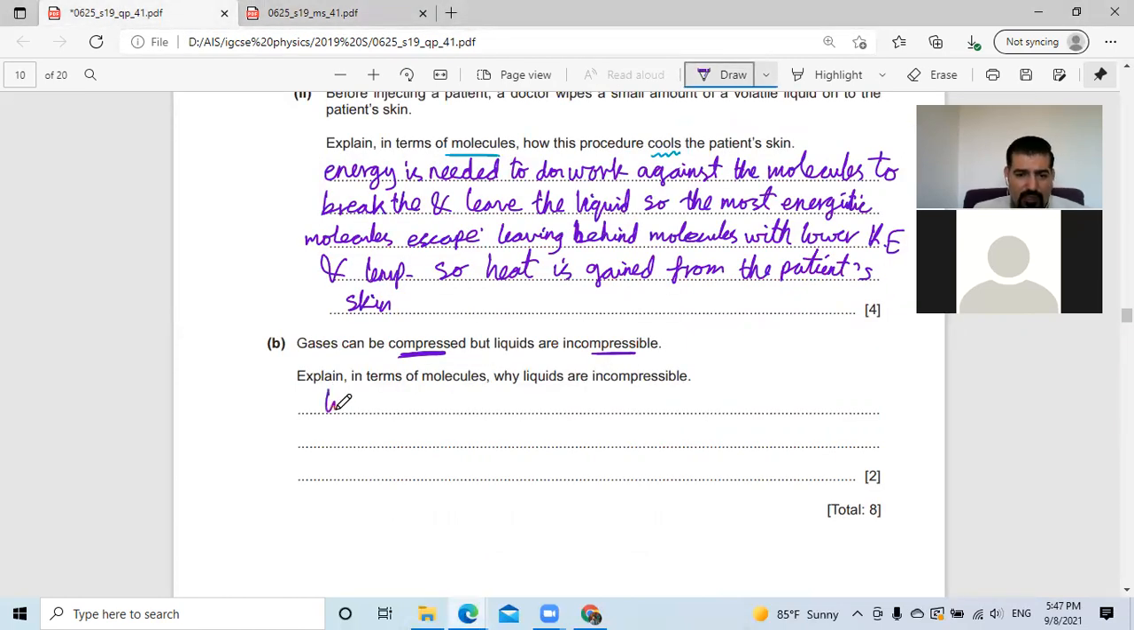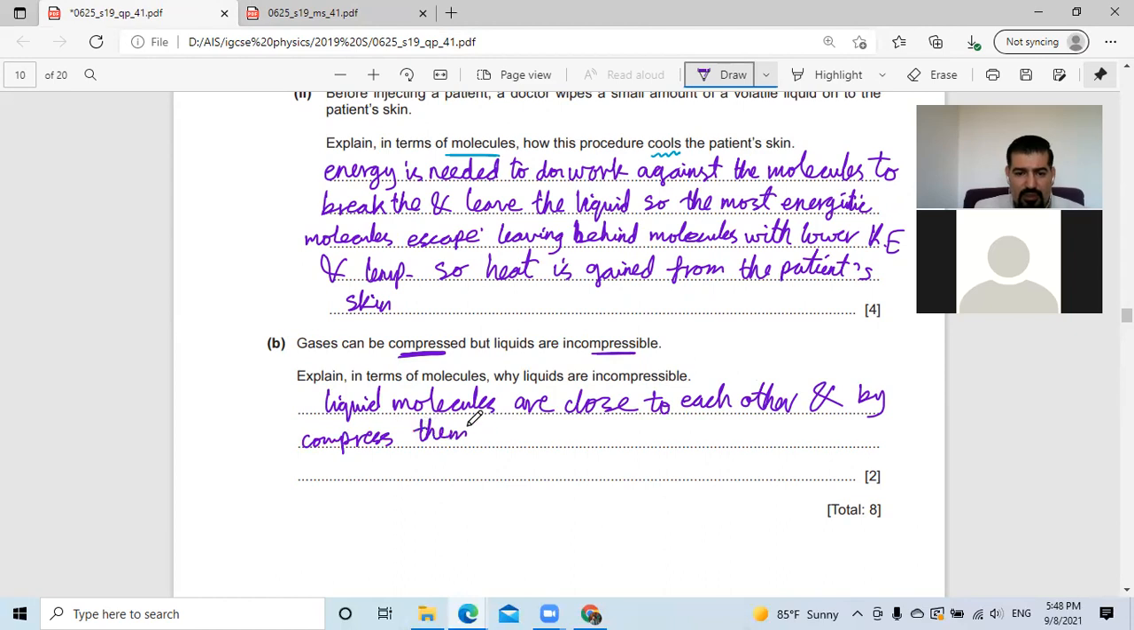So liquid molecules are close to each other, and by compressing them, there is a repulsion force between the nucleus and the nucleus. There is a repulsion force that moves them away.